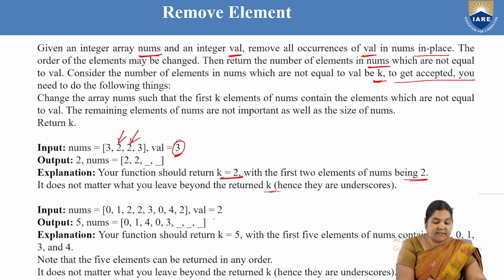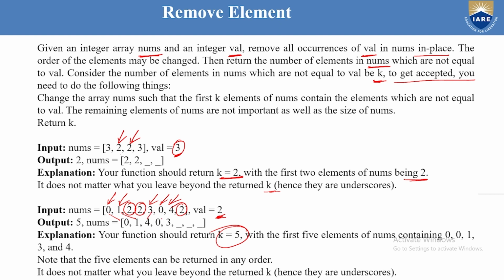Now, second test case, if you see, value is equal to 2. 2 is present how many times? 1, 2, 3 times. So these 3 times 2 should not be there. What are the remaining values that should be present? That should be present as this one, this one, this one, this and this. That means 5 values should be there. Those values can be in any order.